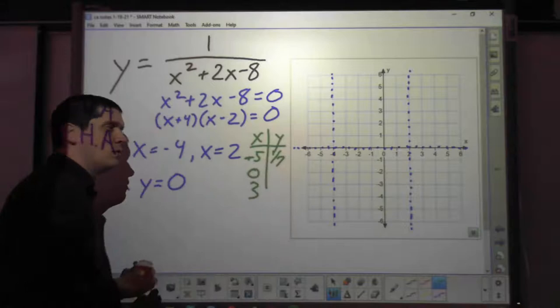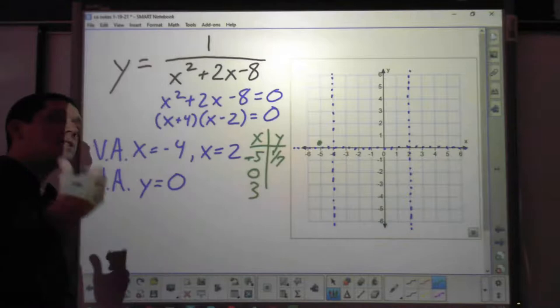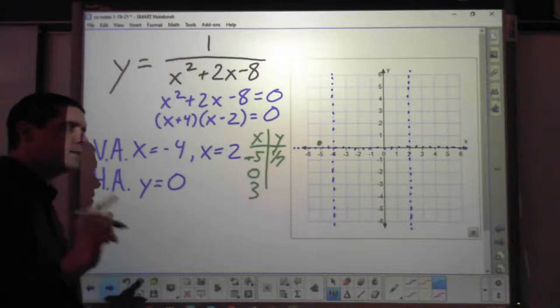Do you see why I don't care if it's accurately graphed? But if I plot negative 5, 1/7 is up here, because it's still above that asymptote. I don't want to say above 0. I want to say above the asymptote. That's the important thing.